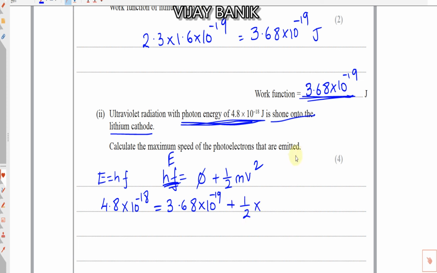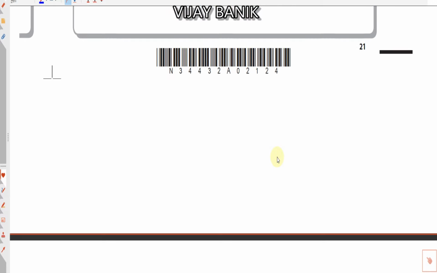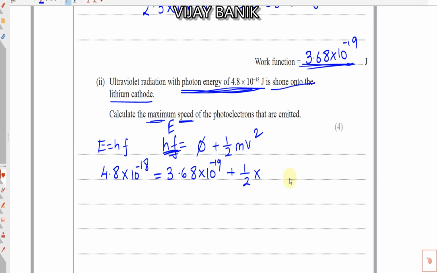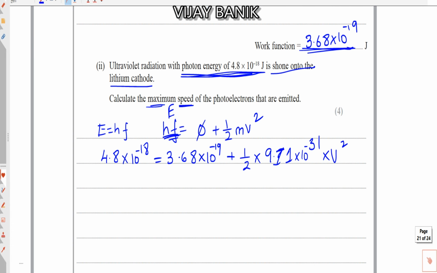Now we have to know the speed of the electron. If you want to find the speed of the electron, you need the mass. The mass is given at the end of the paper. What is the mass of one electron? See, electron mass is given to you, 9.11 10 raised to minus 31, into v square. We are supposed to know this. Let me just double check the mass of the electron. Did I write anything wrong? 10 raised to minus 31, yes.